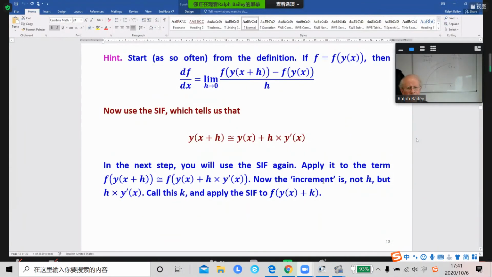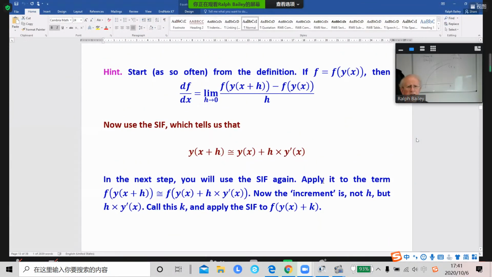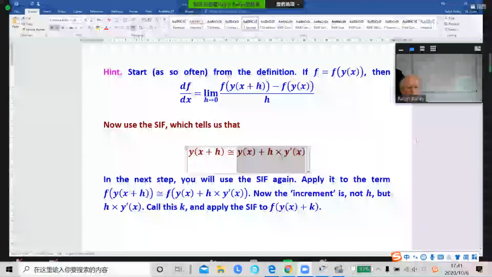Start from the definition. The definition involves y of x plus h. You can use the small increment formula on that. And then when you do that, you'll get f of this bit. But this bit includes another small increment. It's not h itself, but it's h times y prime. So call that k, and then see how far you get.